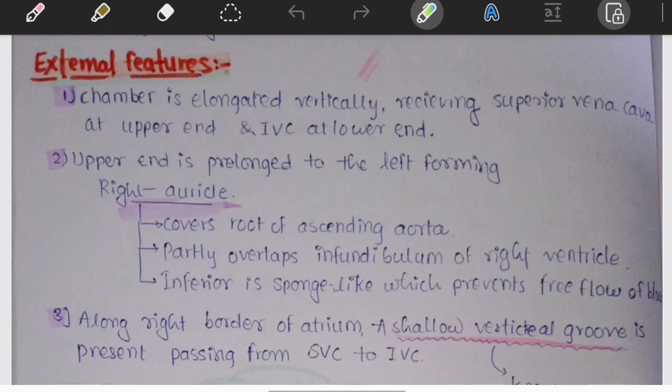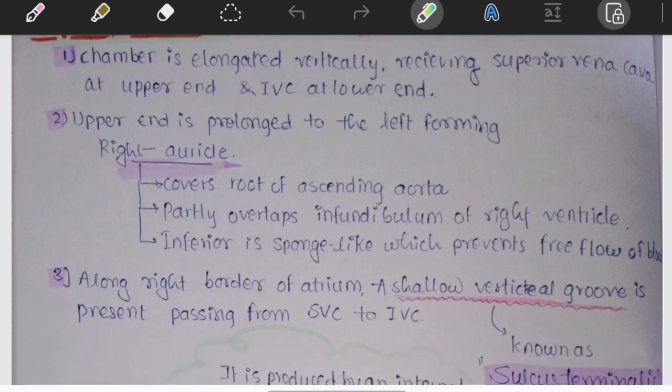Next, what is the ear-like projection there? This is called the right auricle. Think of it as a small expandable pouch that increases the capacity of the atrium. It extends forwards to the left, covers the root of the ascending aorta, and partly overlaps the infundibulum of the right ventricle. Its inner surface is sponge-like because of muscular ridges that we will study later.